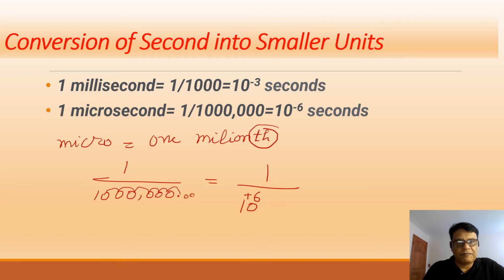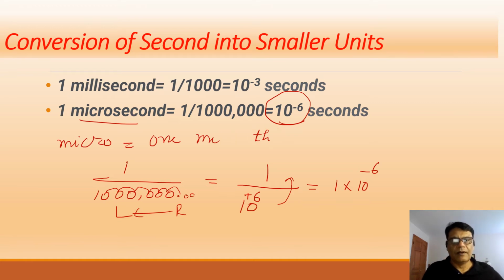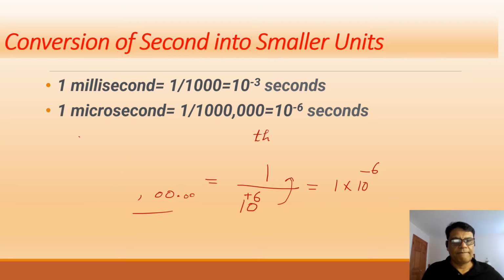The value will be positive because you moved your decimal from right to left. Now again, you will change your denominator to the numerator, so its value becomes -6. So 1 microsecond is equal to 10 raised to power -6 second. Let's take the next example.